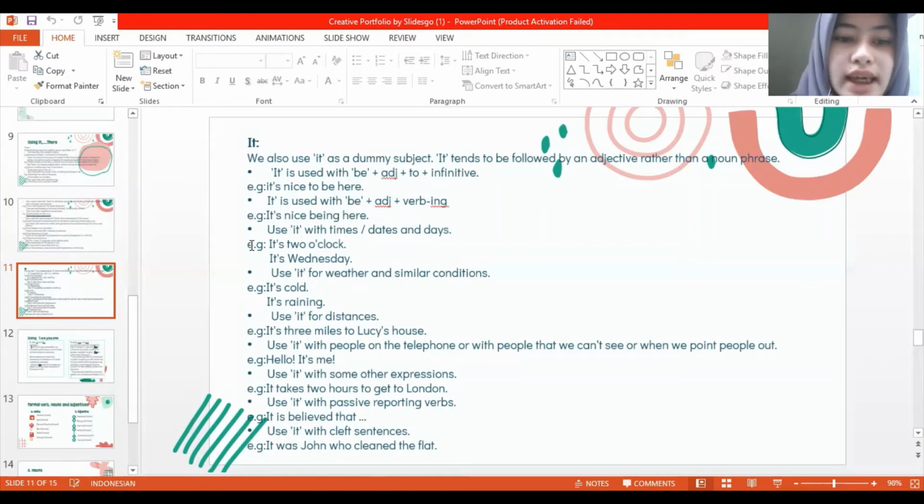Next, use it with people on the telephone, or with people that we can see, or when we point people out. Example, hello, it is me. Next, use it with some other expressions. Example, it takes 2 hours to get to London. Next, use it with passive reporting verbs. Example, it is believed. Next, use it with cleft sentences. Example, it was John who cleaned the flat.